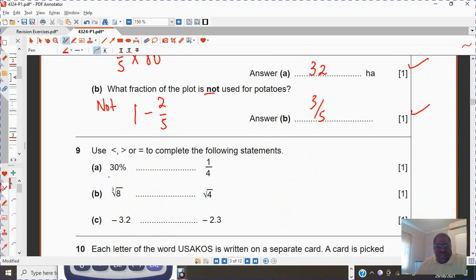Right, so this is 30%. 30% is nothing but 0.3, and this is nothing but 0.25. Looking at place value, you realize that that one is bigger.